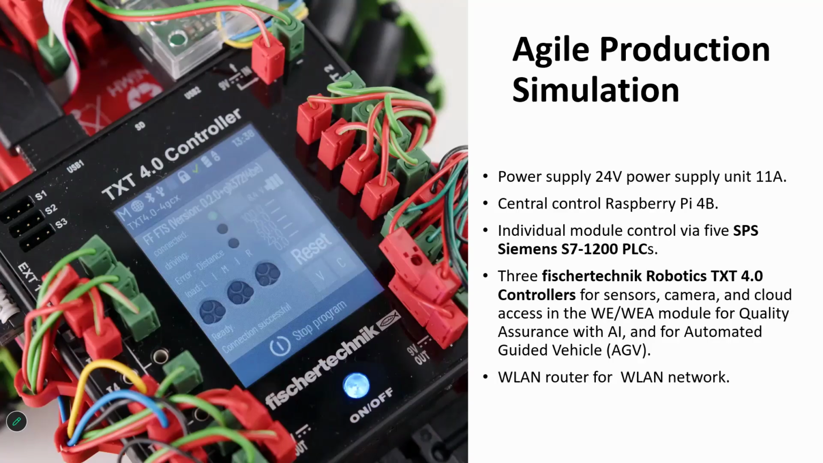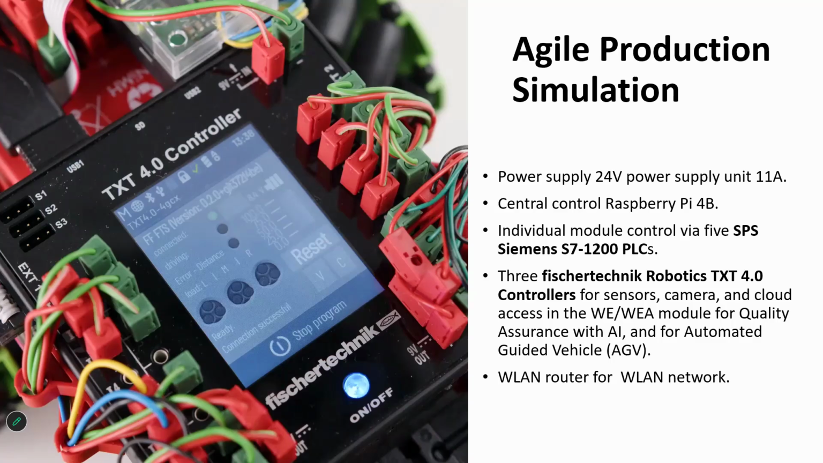Additionally, the model includes 3 fischertechnik TXT 4.0 controllers, which are used to control the sensors and camera, as well as to facilitate the cloud access in the WA module for quality assurance with AI, and of course for the automated guided vehicle or AGV. There's a WLAN router for the WLAN network.